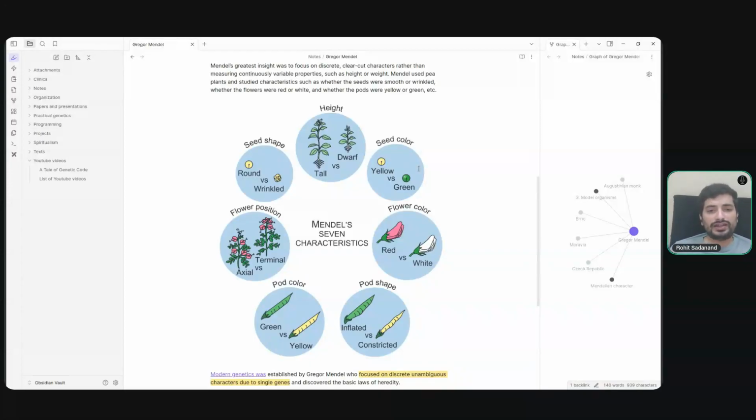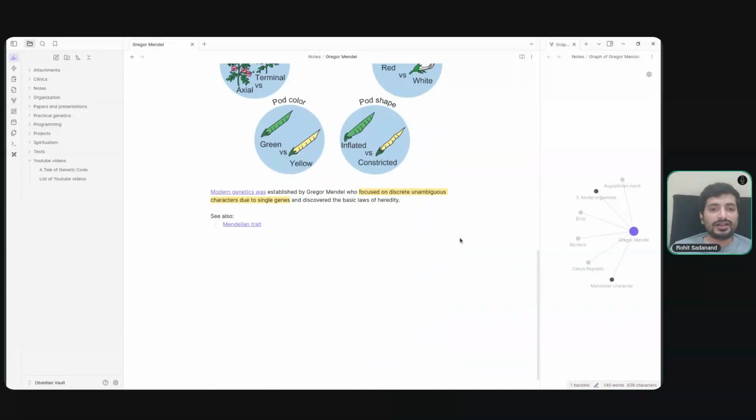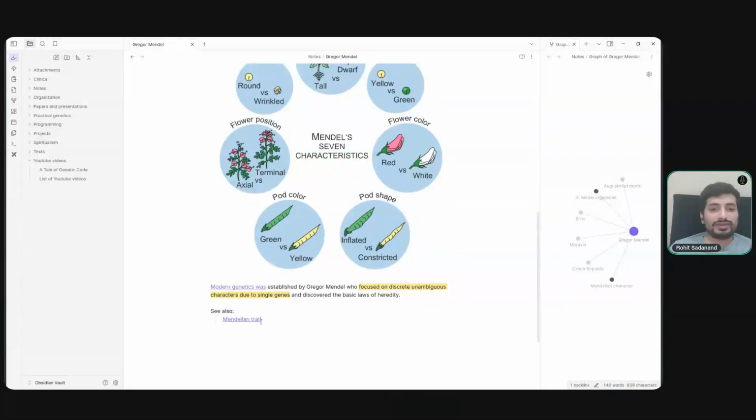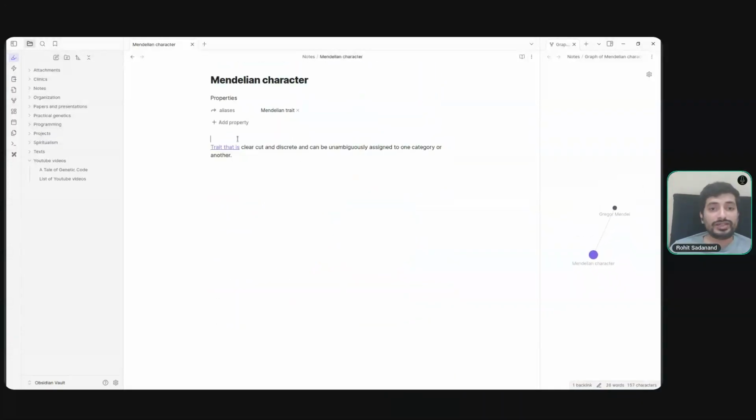So if you have very minimalistic things that are the outcomes, if your outcomes are predetermined, then you will probably be able to identify the factors that are affecting those things better, right? So, in fact, the term Mendelian trait has come to mean this. They are clear-cut and discrete characters that can be unambiguously assigned to one category or another.